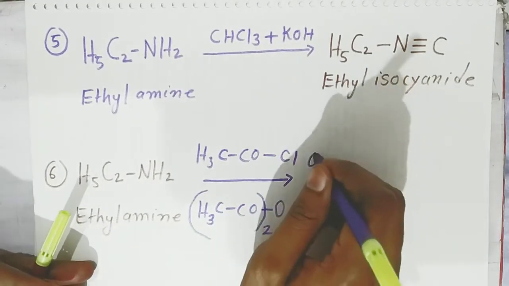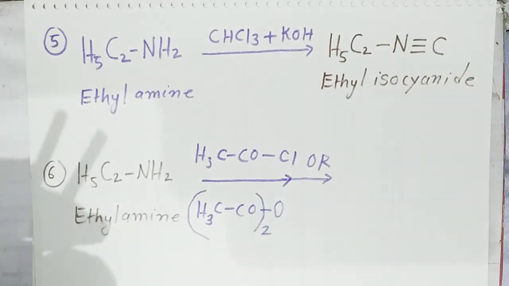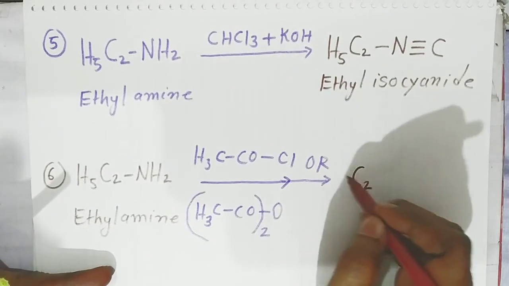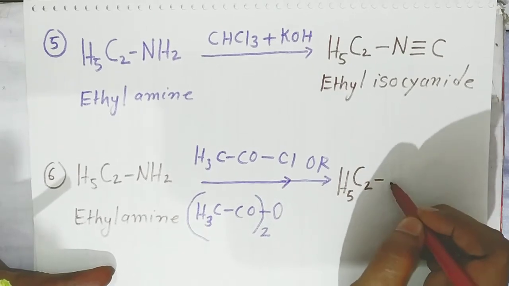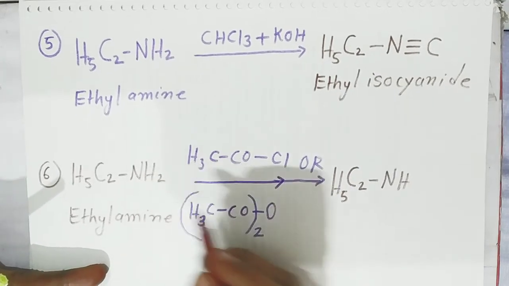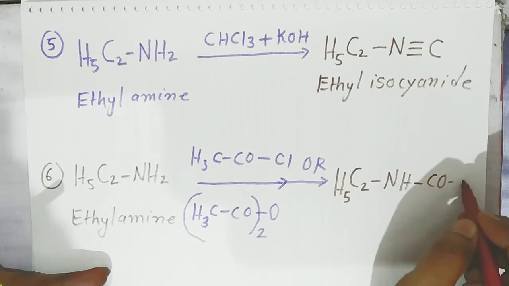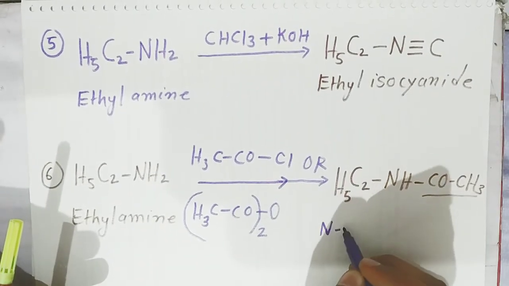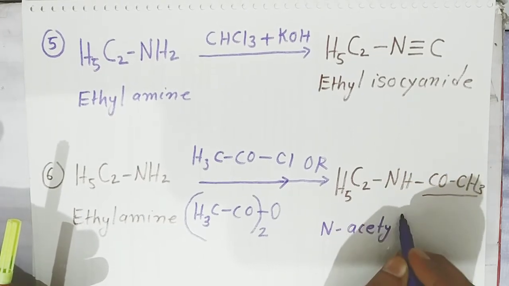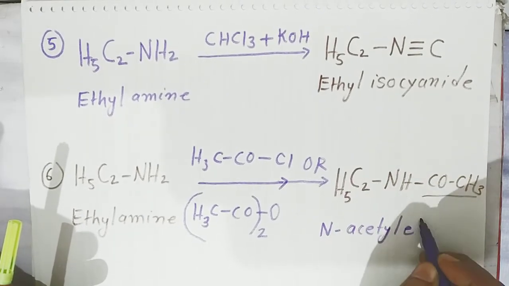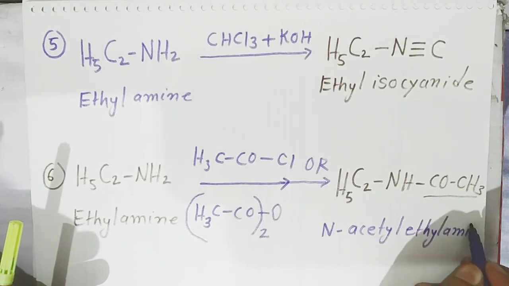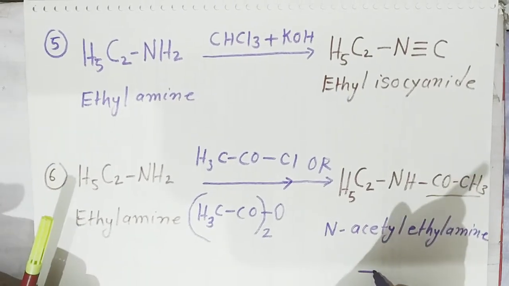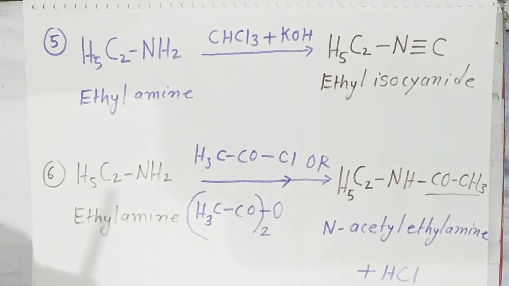What happens, friends? Instead of that, it will form the product C2H5. Now the hydrogen of this amine is converted to the acetyl group, COCH3. This is the acetyl group, students, which is connected to nitrogen, so we call it N-acetyl, and this part is called ethylamine, N-acetyl ethylamine, and there is a formation of HCl. HCl will also be formed.